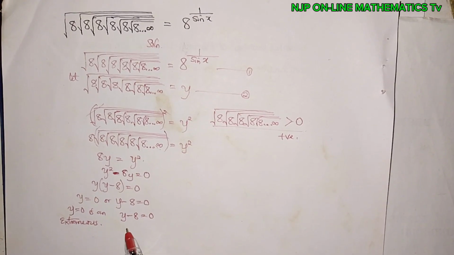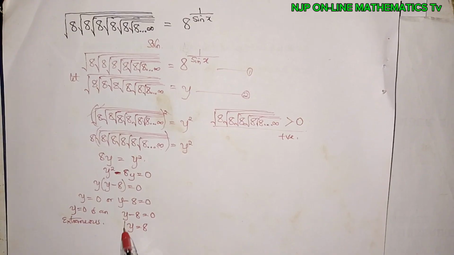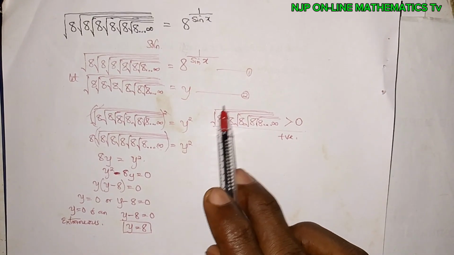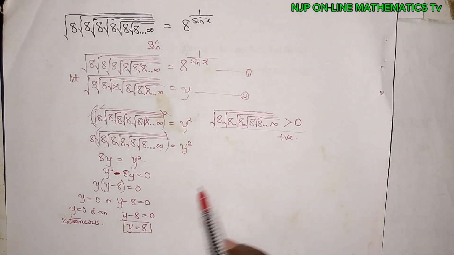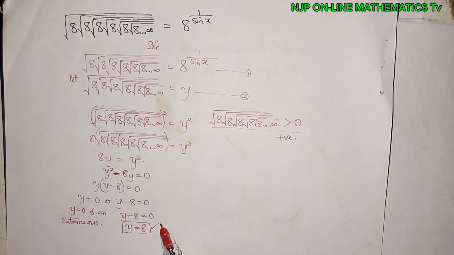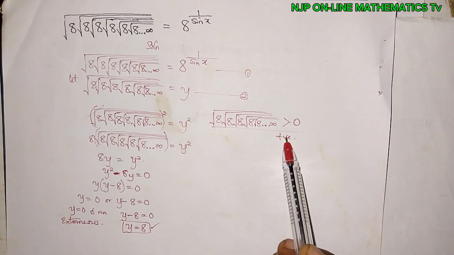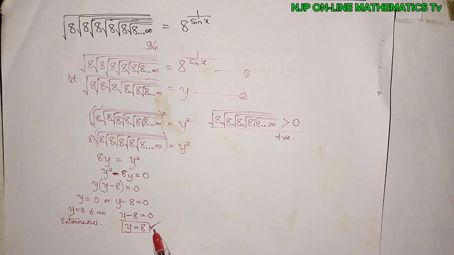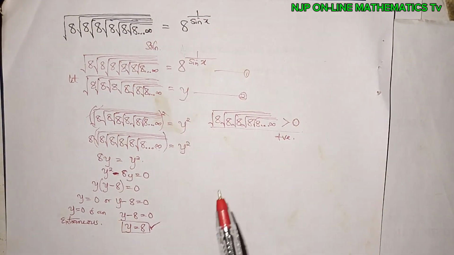So from here, y equals 8, and since the whole of this expression must be greater than 0, and 8 is greater than 0, this will satisfy our equation here because it falls in the positive range of values. Therefore this is a positive value to satisfy this equation.